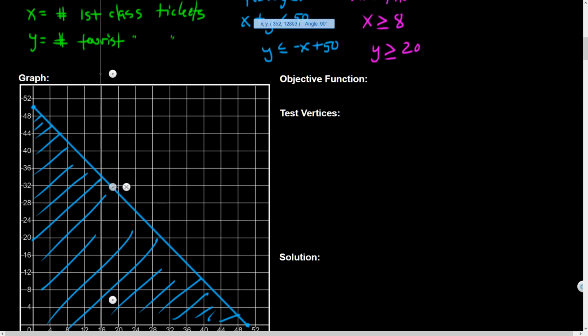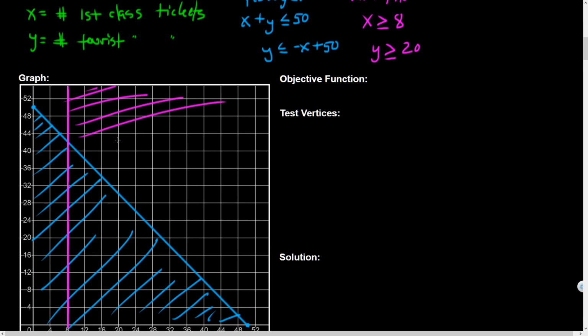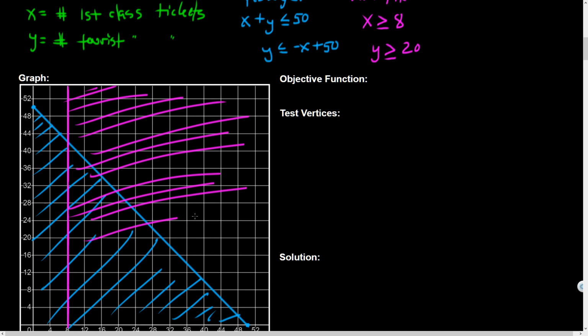Boom, I remembered the little double tap trick to make it horizontal or vertical. And so X is greater than or equal to 8. The equal part tells me it's a solid line rather than a dashed line. And here we go. Let's see, actually, if I shade this, it would be shaded this way. And you remember graphing systems of inequalities from Algebra 1, I'm sure.